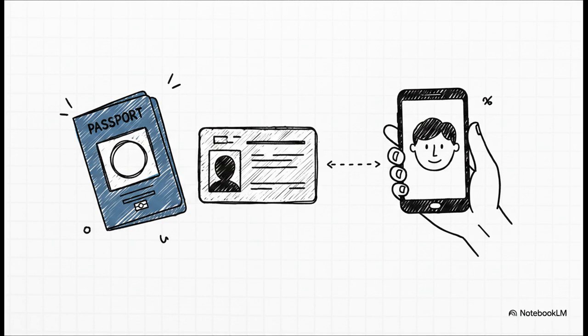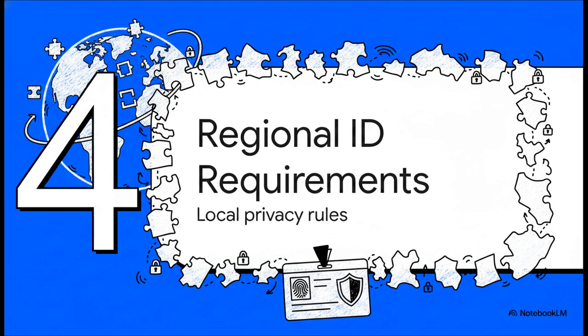To ensure the ID wasn't just picked up off the sidewalk, you might also be prompted to take a real-time selfie. This just proves that the face matching the document is actually the person holding the phone. Which brings us to Section 4, navigating regional ID requirements.